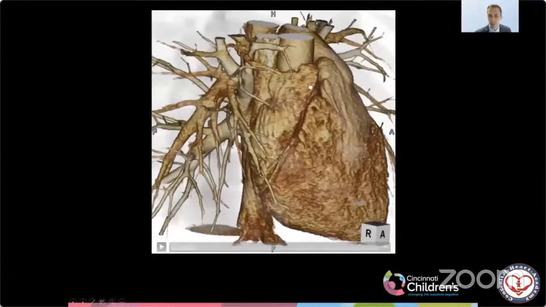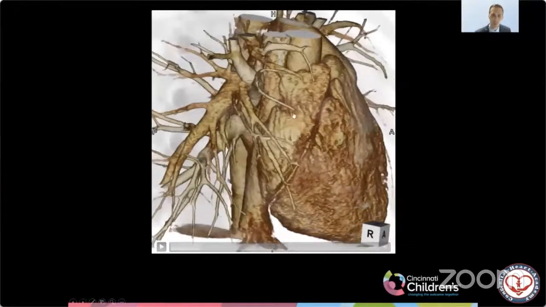Looking at the right atrium, we can appreciate this broad-based right atrial appendage. And if we rotate further, we can see how that appendage extends back into the right atrium, back towards this groove coursing between the superior to inferior caval veins, the terminal groove.